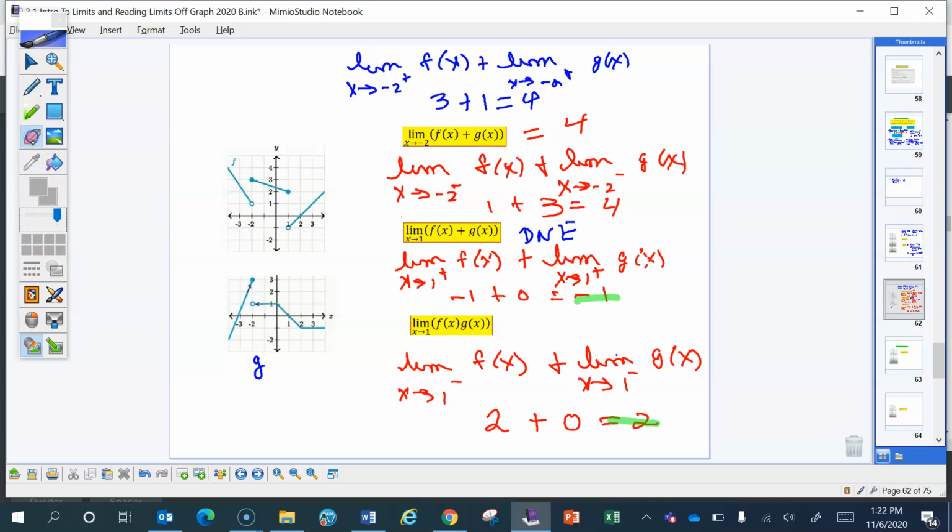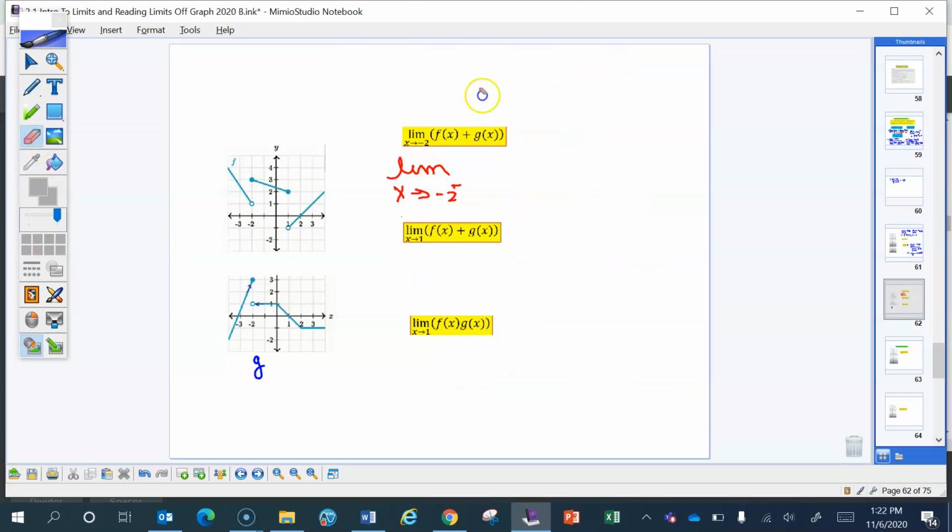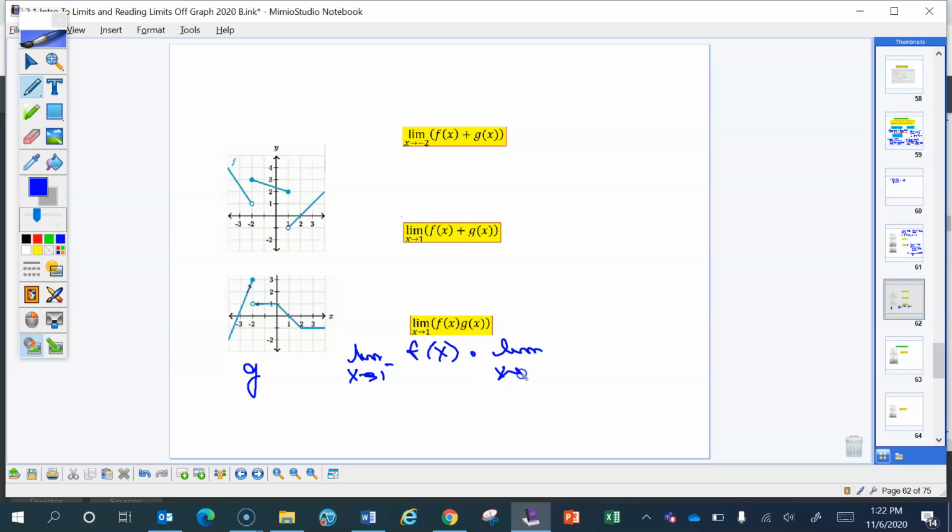And in the last example, I'm just going to erase some of this so I've got some room to work now. Whoops, this is still graph g. I have the limit as x approaches 1 of f of x times g of x. So again, I have to do the limit as x approaches 1 from the left of f of x times the limit as x approaches 1 from the left of g of x. Approaching 1 from the left on f was 2. And from the left of g was 0, so this limit is going to be 0.